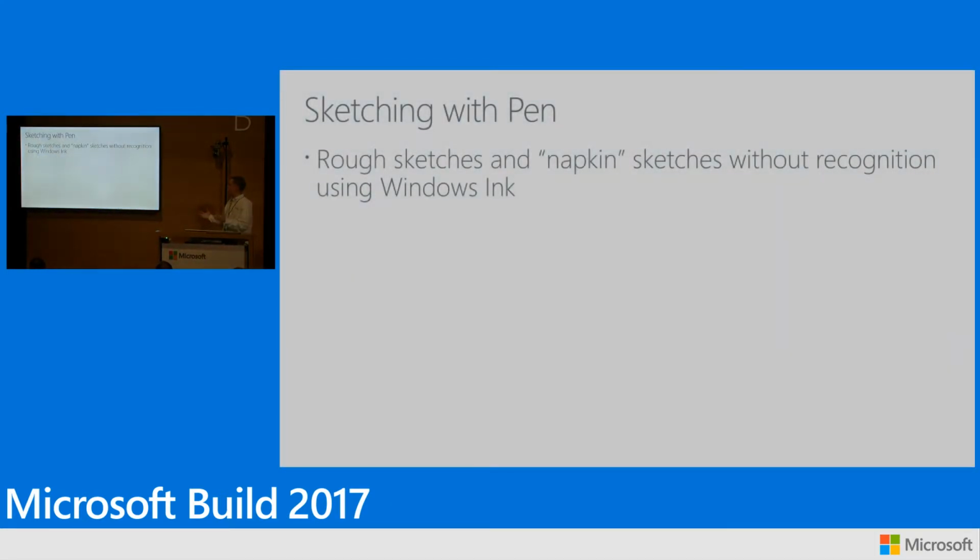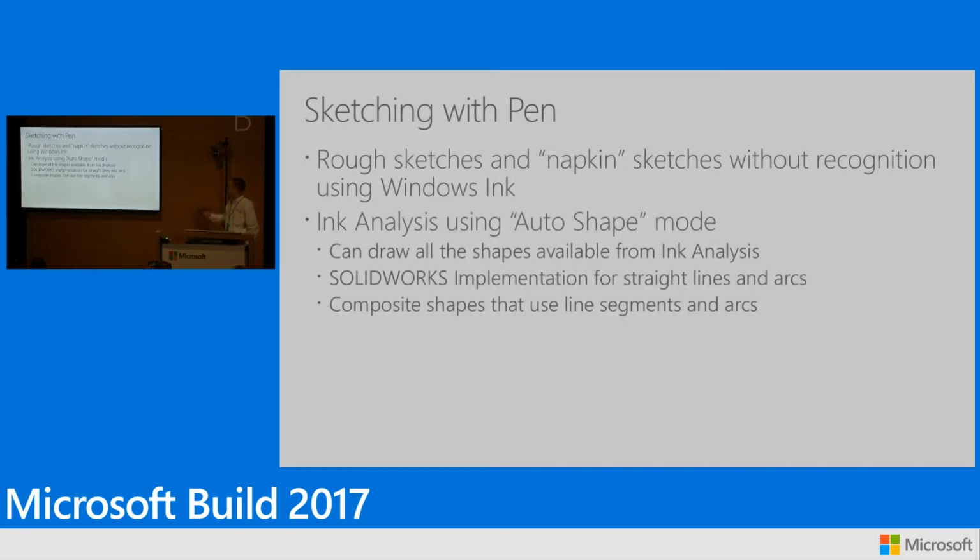So basically, what you see there: you can do rough sketches and napkin sketches without recognition using Windows Ink. You just use Windows Ink to draw in that wet ink, those raw strokes that might be colored. We can also do asynchronously, we can do the ink analysis on top of that. So we have an auto shape and an auto sketch entity command, and basically those allow you to draw any of the shapes that are available in Ink Analysis.